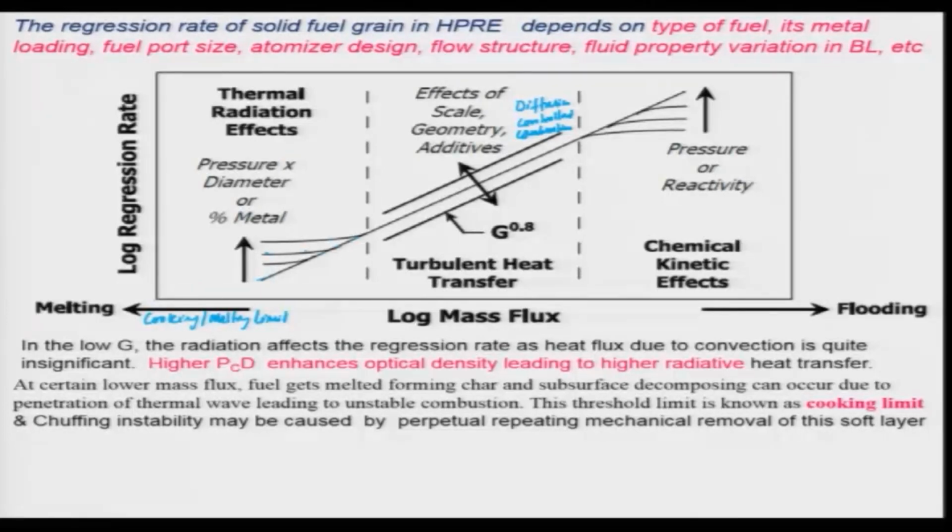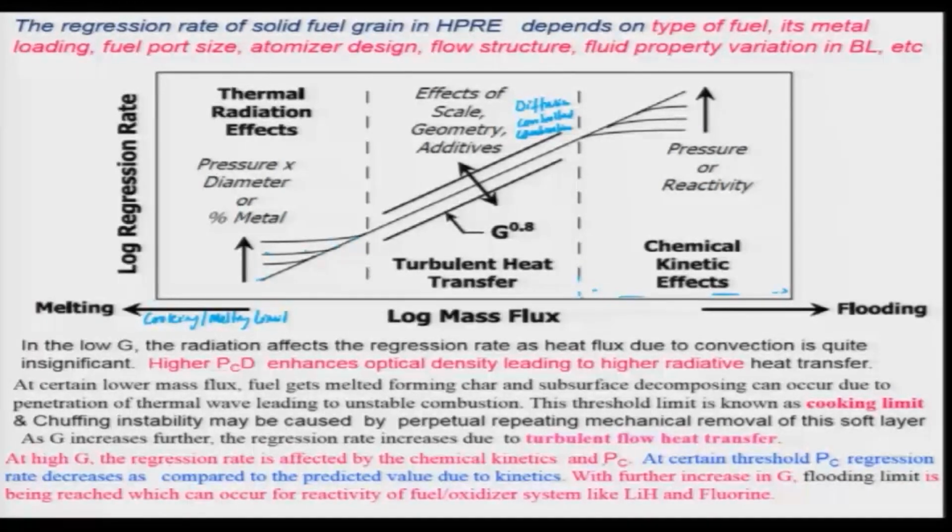And let us look at the other extreme case, where there will be a very high mass flux region. In this region, the chemical kinetics will be playing a role. If you look at the Arrhenius equation, if the pressure is increasing, then of course the flame surface will be coming nearer, and it may be a little like a premix flame mode. With the increase in pressure, the reaction rate will decrease a little. And then the regression rate is affected, and at a certain PC the regression rate decreases as compared to the predicted value. Lower values will be coming, and with further increase in G, there will be a flooding limit beyond that, which is not shown in this region.